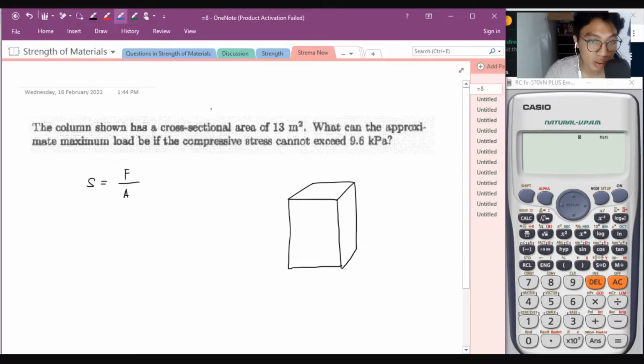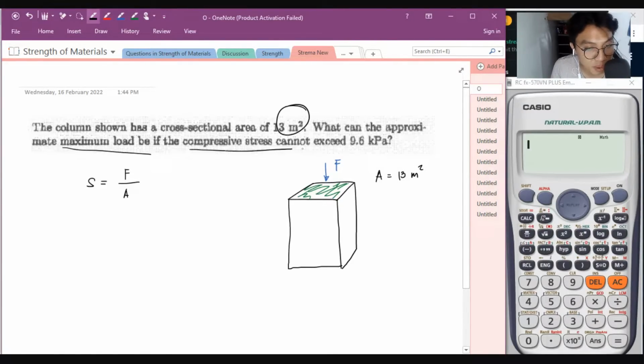Subject to a force application. Now, pag projection ng area niya, what is the projection of the area? The area here projected in here is at 13 meters squared. Yan yung area natin. Okay? What can be the approximate maximum load if the compressive stress cannot exceed? Ibig sabihin, this is the stress. So, the compressive stress is equal to 9.6 kilopascal.